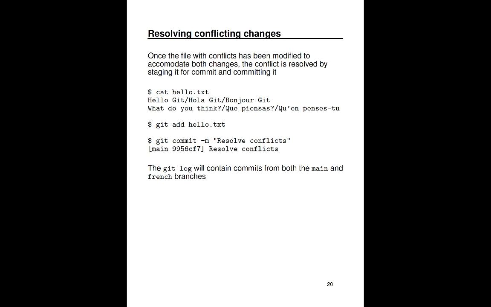Note that because of the way that we've merged things, if you do a git log, you'll see commits from both the main and the French branches, which is probably a good thing. I don't know, I like having lots of stuff in my commit history. Helps me understand all the changes that were made.